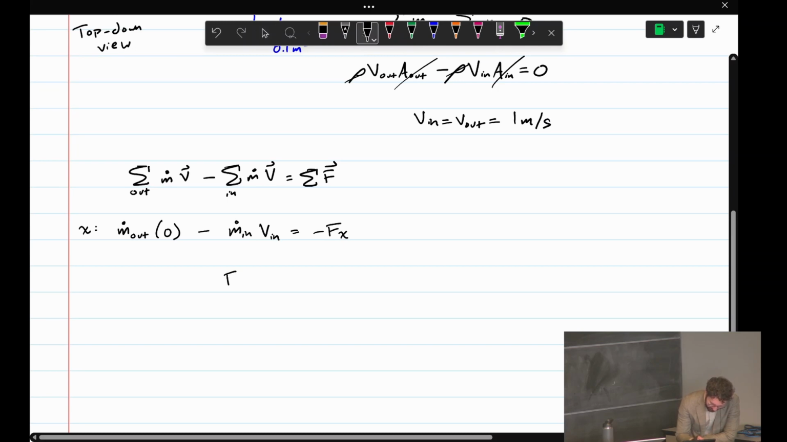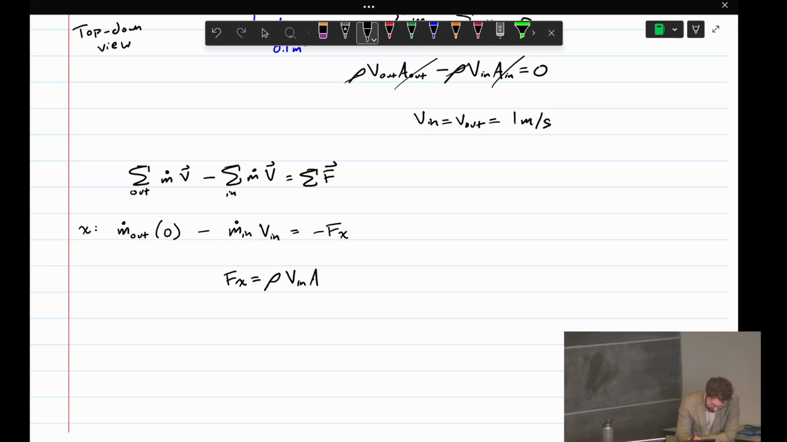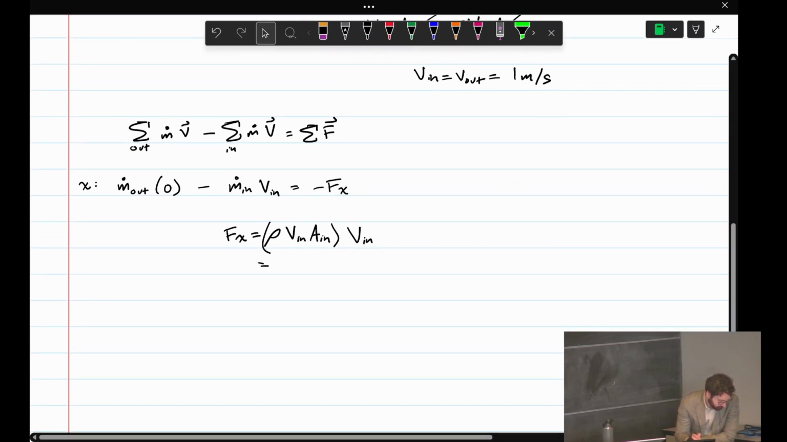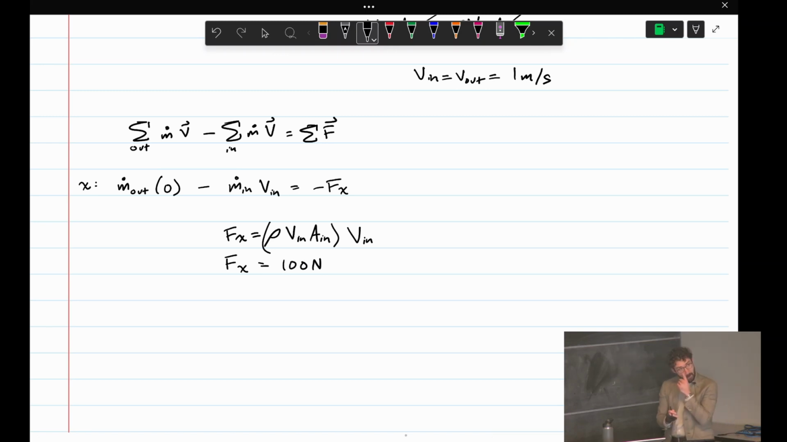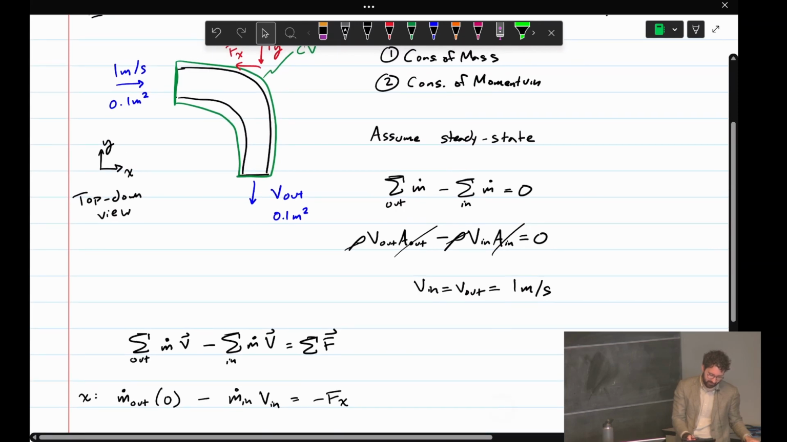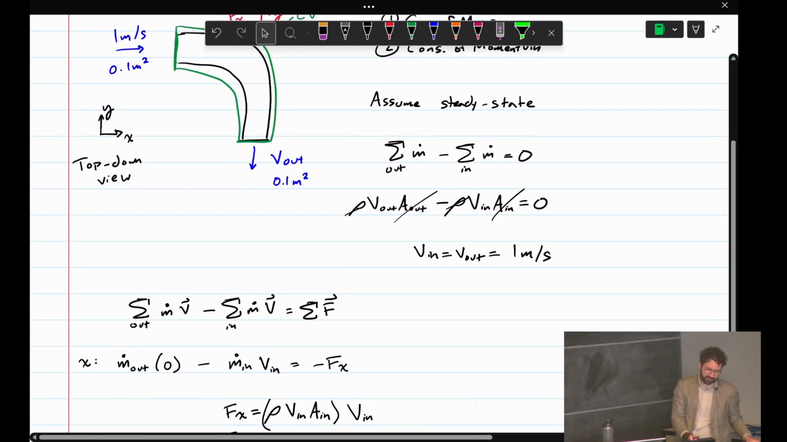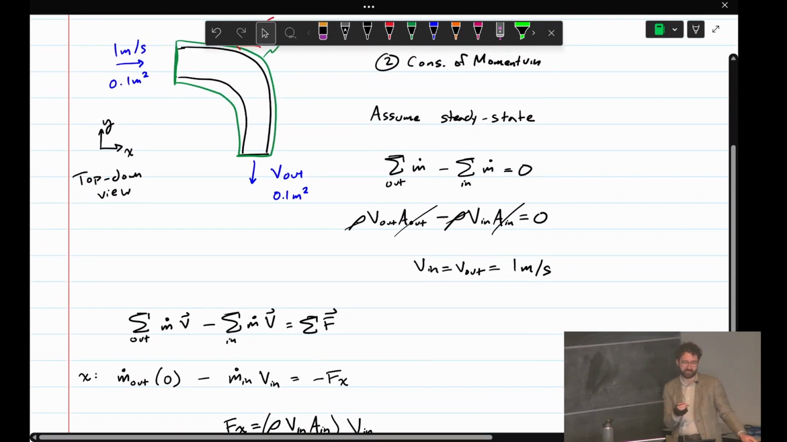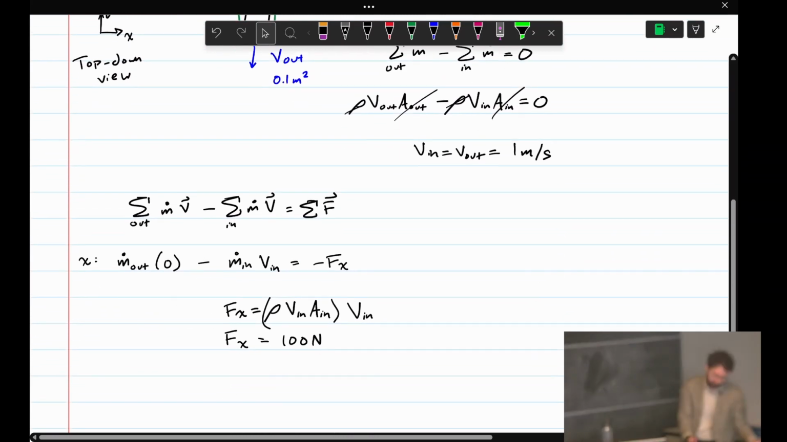Okay. So this means Fx is just rho v in A n. That's m dot. So we get 100 newtons. And it worked out to be positive, so that means the direction we assumed was correct. So the fluid is indeed going to be pushed equal and opposite. So that means that the pipe is going to go to the right.